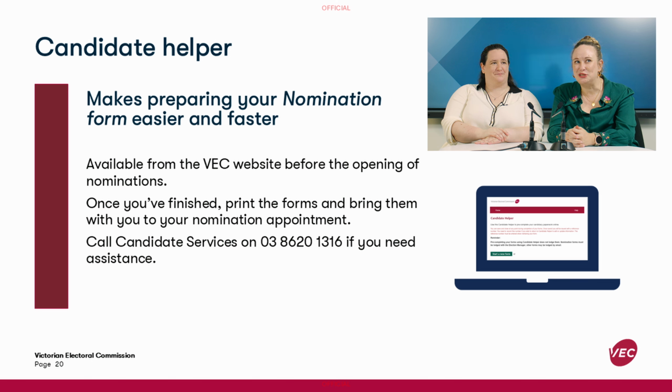Using Candidate Helper to prepare your nomination does not submit or approve your nomination. You must still attend an appointment with the election manager at the relevant election office with your completed nomination form and nomination deposit, unless you have authorised another person to attend the appointment or you are nominating by post. Candidate Helper also does not check your enrolment or verify your eligibility to nominate. If you're a silent elector, you will still be required to provide your enrolled address on your nomination form.